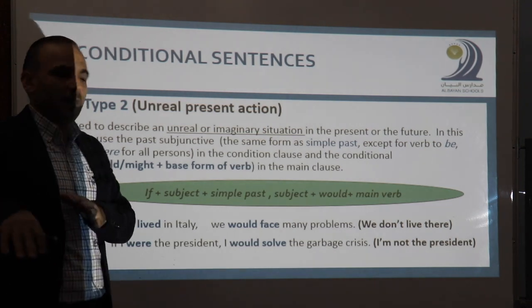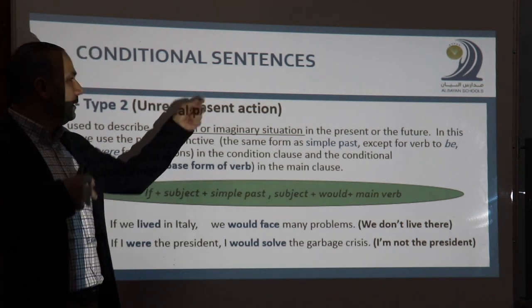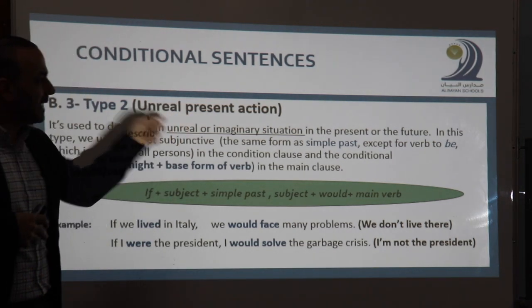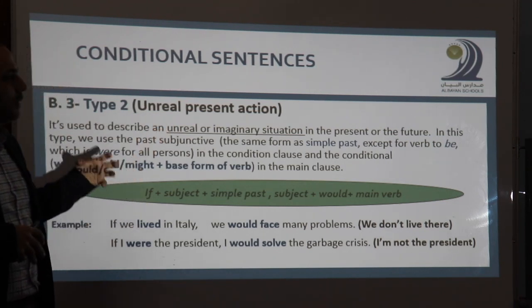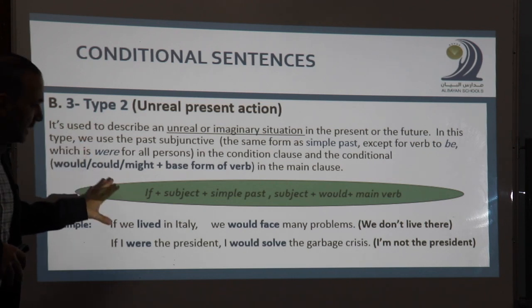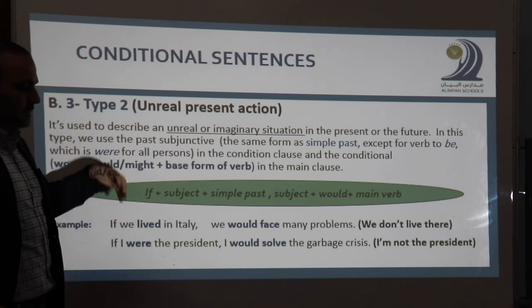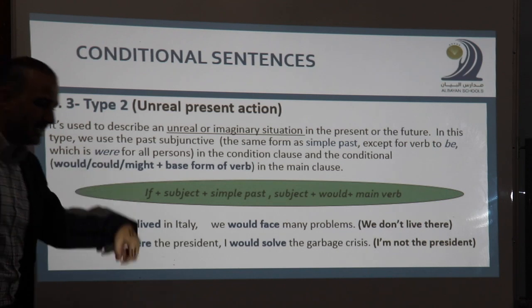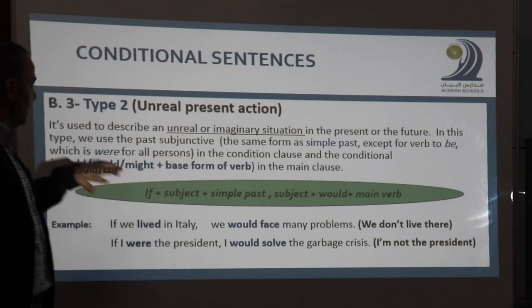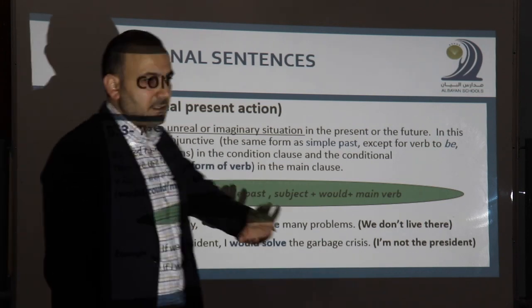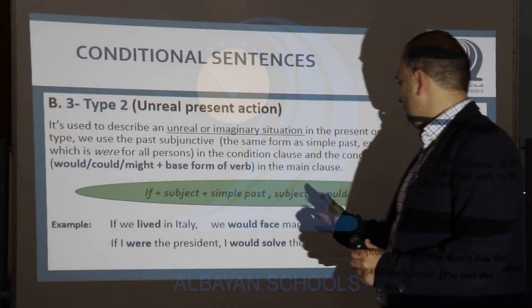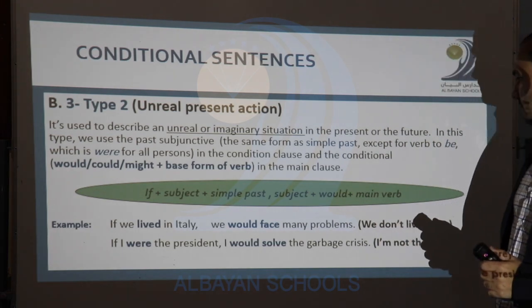Go back to type 1. But unreal, present action, so what? It's type 2. Why? Because here, in this one, of course, as we said, to express unreal present situations, okay, I mean, we have to use what? In the conditional part, the simple past, and in the result part, we have to use what? The modal plus main verb.